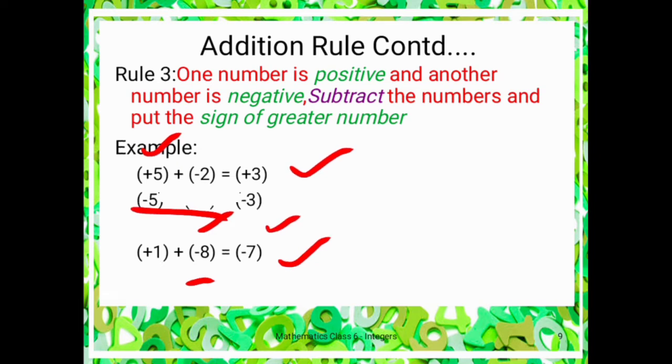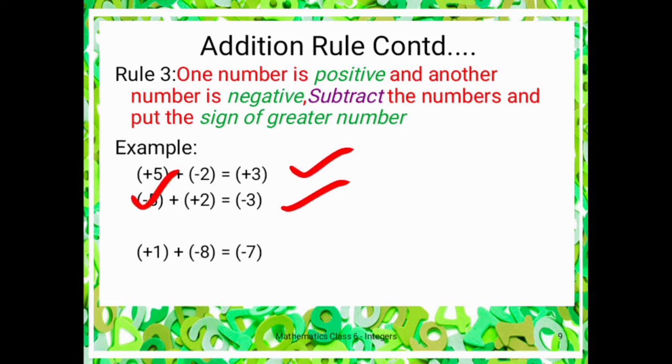The next example is minus 5 plus 2 equal to minus 3. Why is it minus 3? We simply take the difference of 5 and 2. 5 minus 2 is 3. What is the sign of the larger number? It is minus. So the answer is minus.